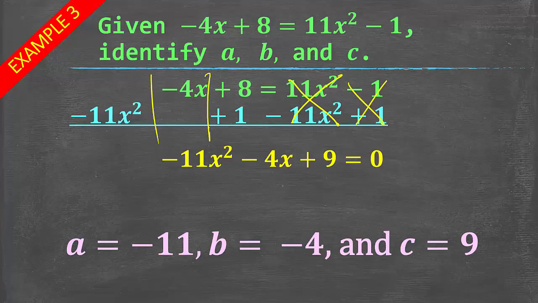Notice how I kept these separate, because you can't do x squared and x together. So negative 11x squared went right there. I only had a negative 4x, so that went there. A plus 1 is 9, so that went there.